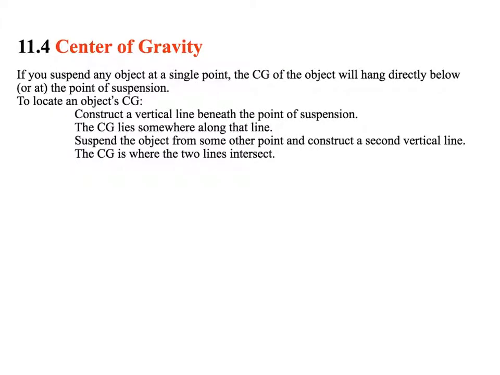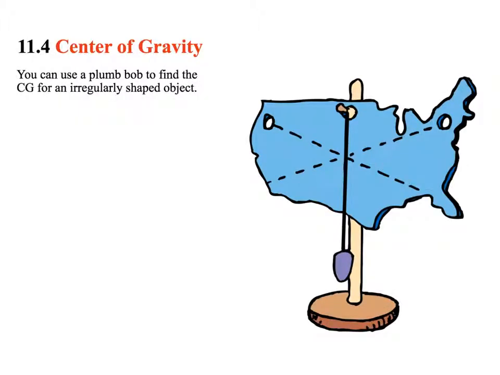If you suspend any object at a single point, the center of gravity of the object will hang directly below the point of suspension. To locate any object's center of gravity, construct a vertical line beneath the point of suspension. The center of gravity lies somewhere along that line. Suspend the object from some other point and construct a second vertical line. The center of gravity is where the two lines intersect. You can use a plumb bob to find the center of gravity for irregularly shaped objects. This is called a plumb bob.